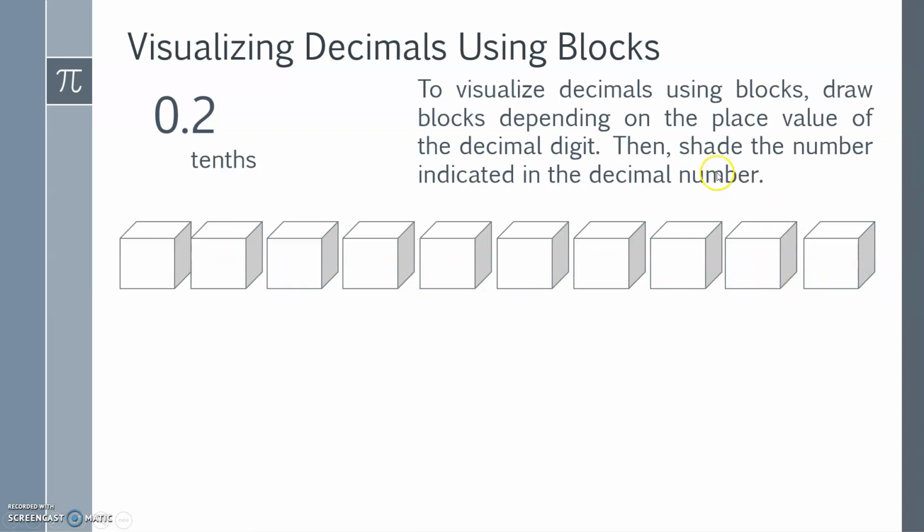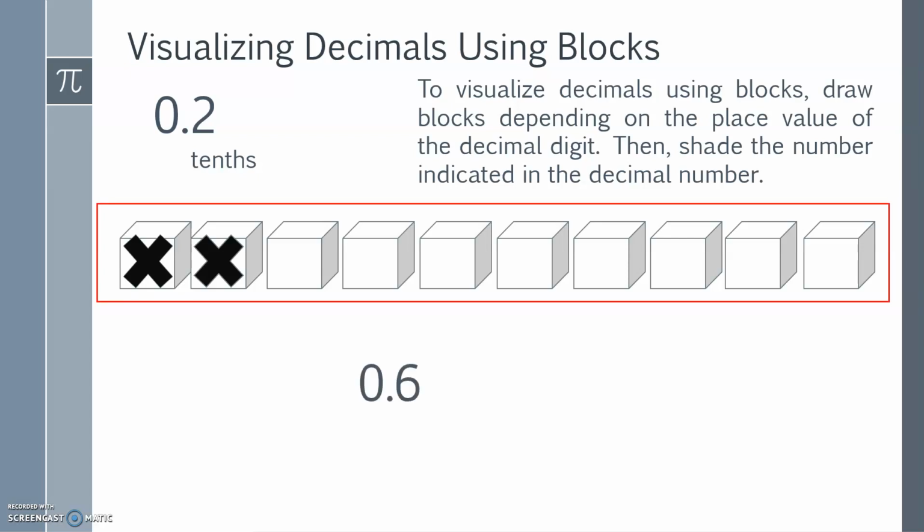And then after that, sabi dyan, shade the number indicated in the decimal number. So, ano ba yung number or digit natin dyan? We have 2. So, magsha-shade tayo ng 2 blocks. 1, 2. And then that's it. So, ganyan mag-visualize ng decimals using blocks.